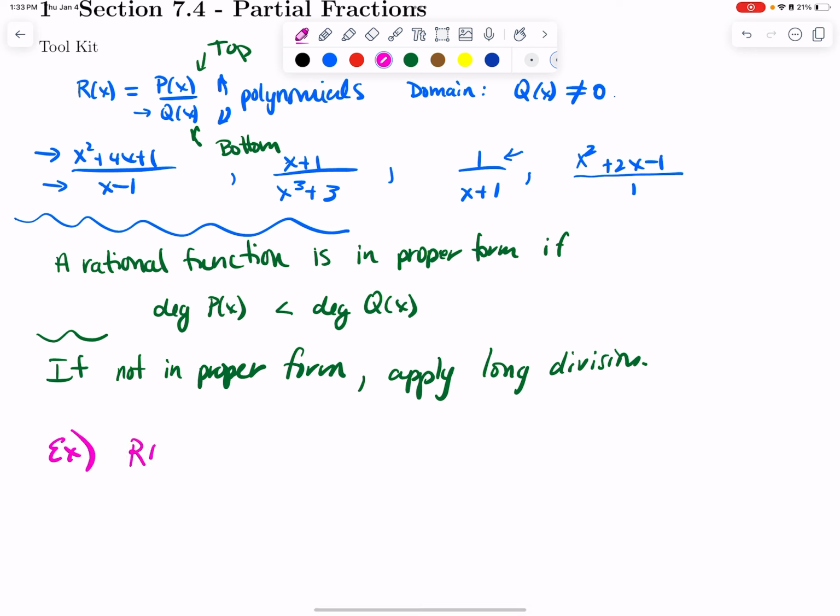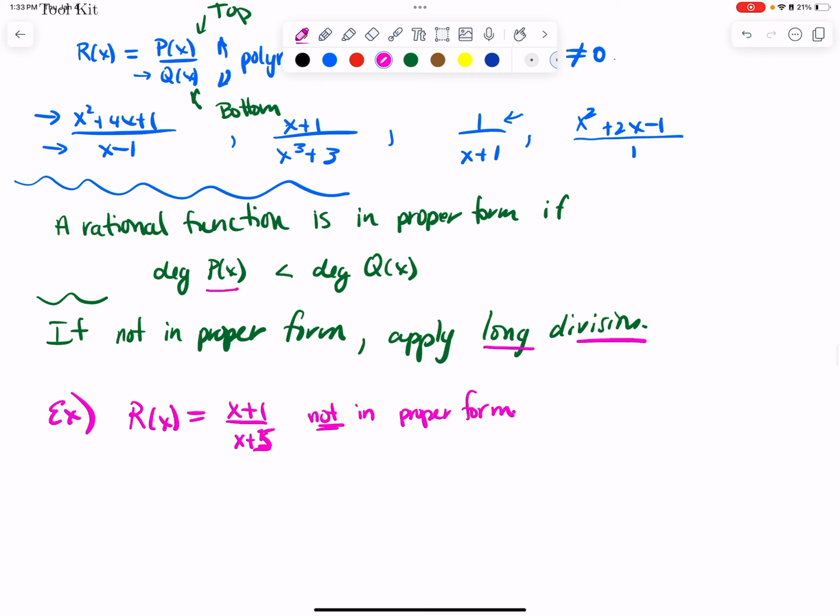So let's say we have the following. R of x is equal to x plus 1 over x plus 5. That is a rational function, a polynomial over a polynomial. The degree on the top is 1 and the degree on the bottom is 1. That means that the degree on the top is not strictly smaller than the degree on the bottom. So this is not in proper form. Okay, so we are going to apply long division. And remember how we do that.